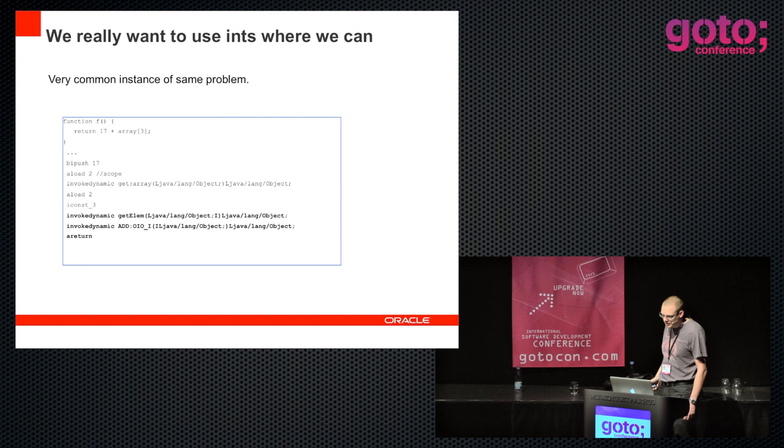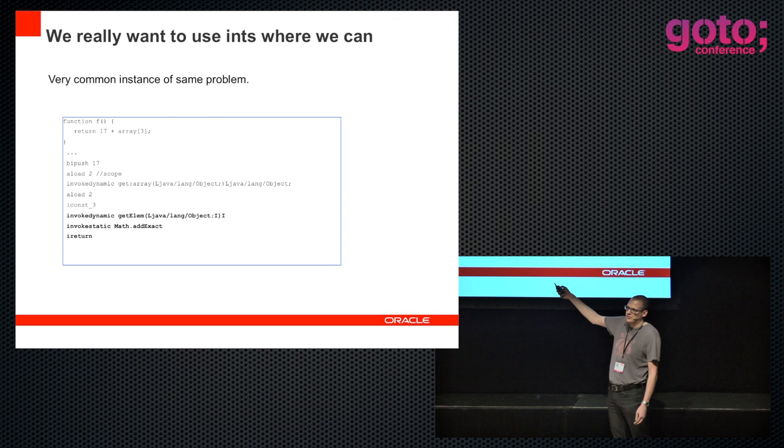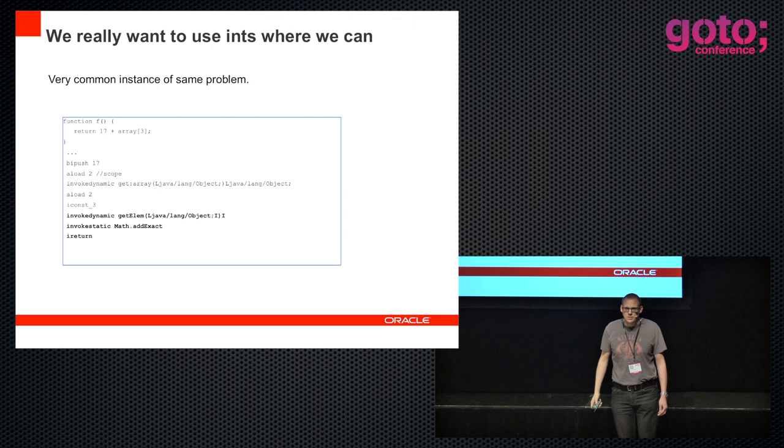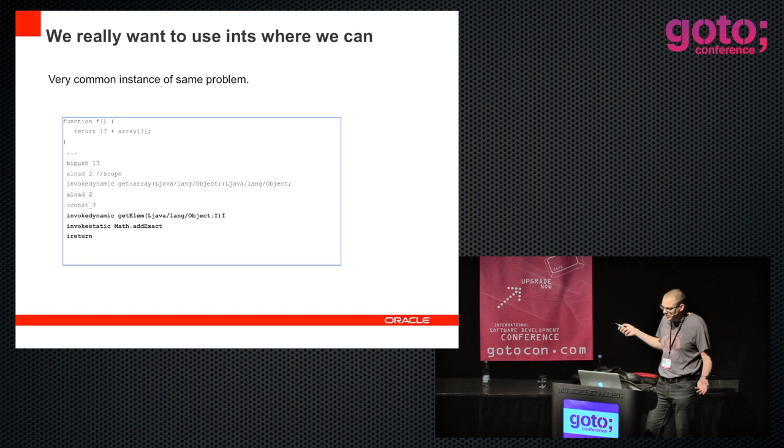So what I want to do is to get this instead. I want to switch out my conservative object array getter and my conservative adder to something that returns an int. I want to gamble that it's really an array full of ints, which it's going to be, and do the invoke static math exact, which we've proven to be fast. But of course, it might not be ints in the array, so what do we do?